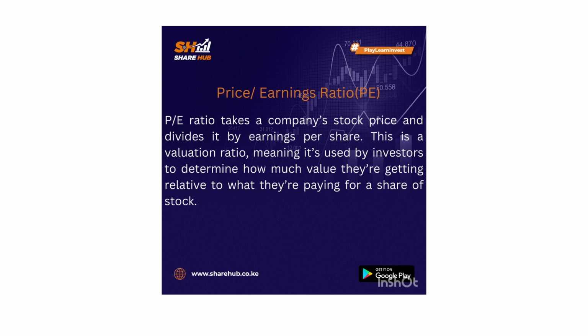PE ratios can be calculated using trailing earnings, or earnings that have already been earned, as well as forward earnings, which are projections for what the company may earn in the future. For fast-growing companies, looking at the forward PE ratio may be more useful than using historical earnings that can cause the ratio to be elevated.